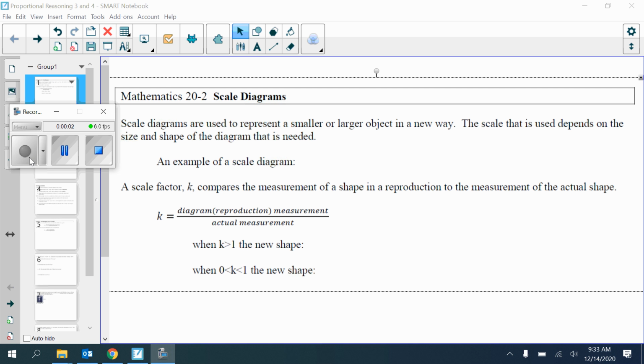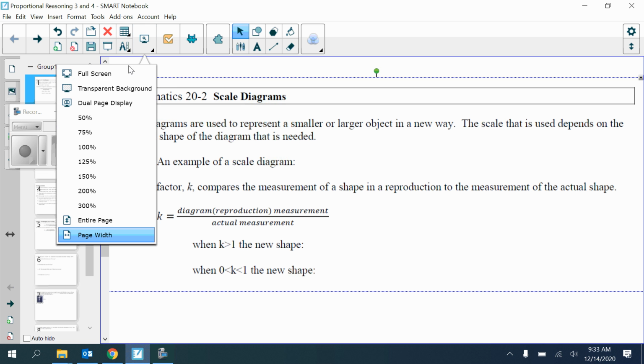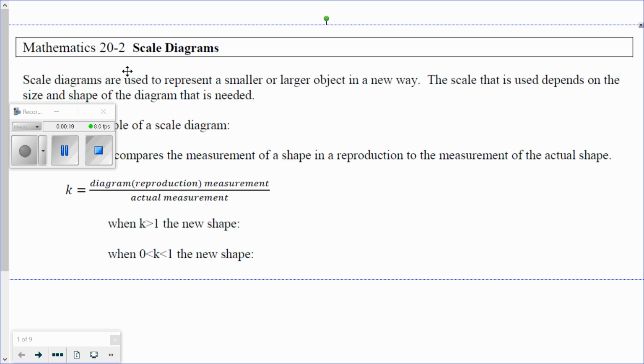Hi, Math 20s. This is the third and kind of the fourth lesson in proportional reasoning. They're both pretty short, so we group them together. You'll have one more, and then we're basically done what this unit is made up of. So in your notes package, flip to the page that says Scale Diagrams.